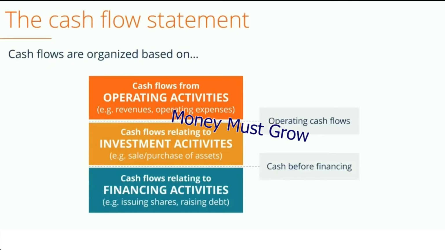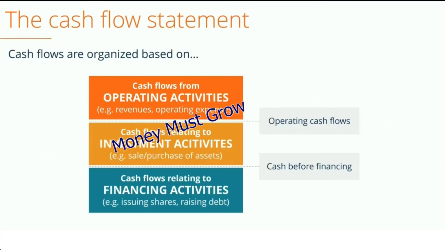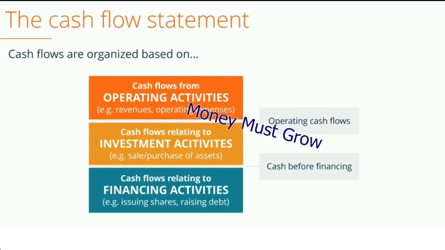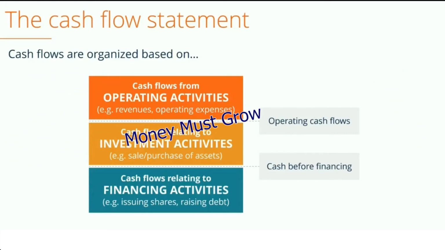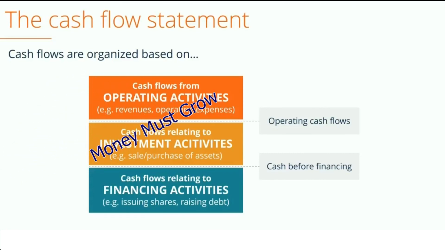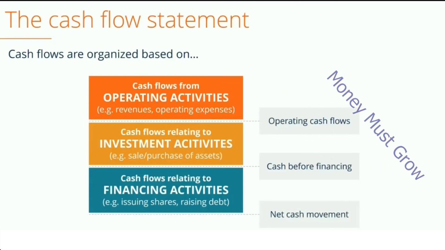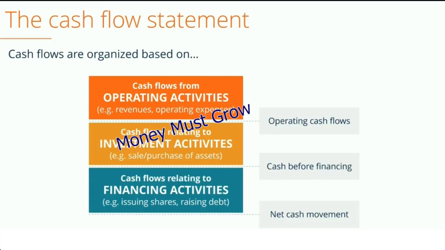The final category on the cash flow statement is cash flow related to financing activities. This is very distinctly different from operating and investing activities. This includes things like issuing shares, raising new debt, repurchasing shares or repaying debt, as well as paying dividends. Finally, if we take the cash flow from operating activities, add the cash flow from investing activities, and add the cash flow from financing activities, then we finally arrive at the net cash movement over the period. This is the total change in cash position for the company.